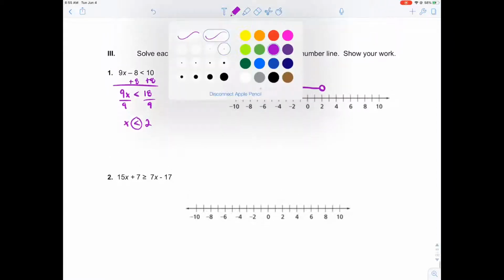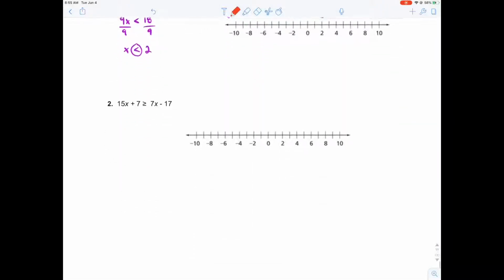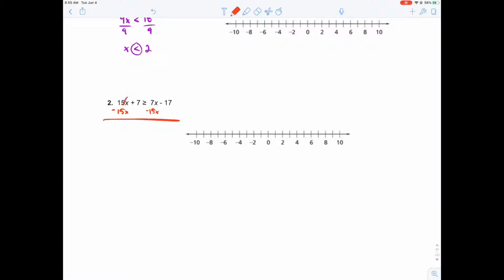All right, here we go. I want to review what happens with a negative sign, so I'm going to use that here. Okay, so what I'm going to do is I'm going to subtract 15x from both sides. Okay, so I'm left with 7 on the left is greater than or equal to negative 8x minus 17. Okay, I'm going to continue solving like normal. I'm going to add 17 to both sides. So this becomes 24 is greater than or equal to negative 8x.